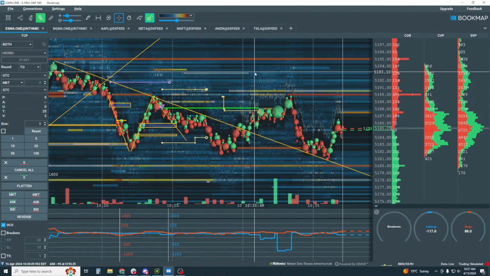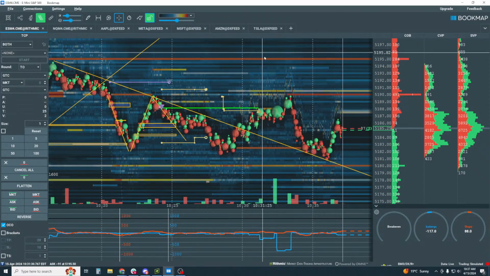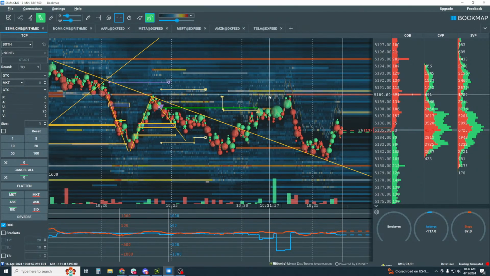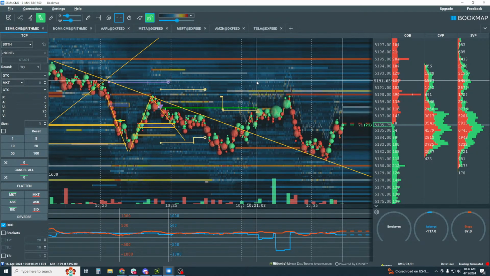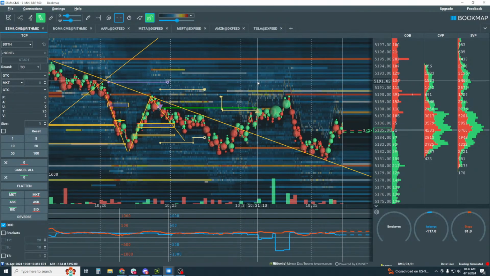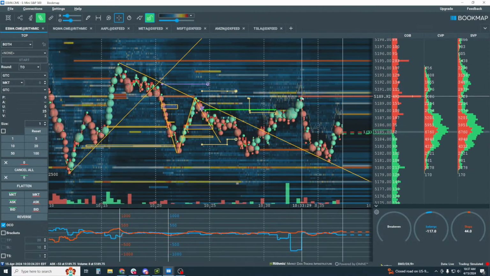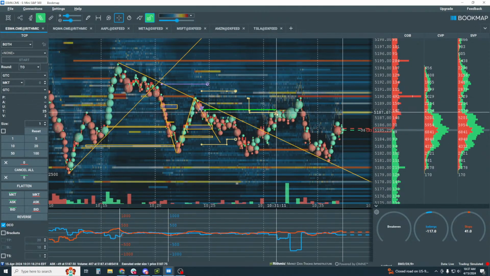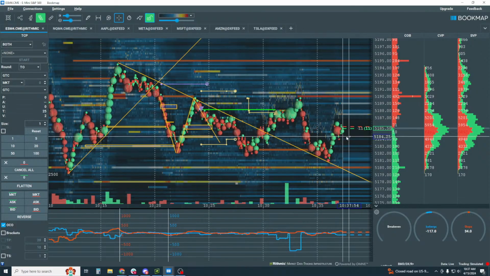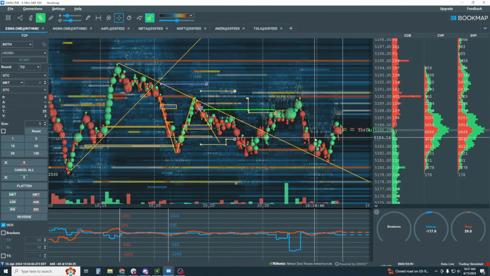But maybe you kept your stop up, above some of these other swings in here, maybe because you're looking for a bigger move. You're going to have to widen out your stops. Otherwise, this is what happens. You'll get stopped out and you have to look for another entry.